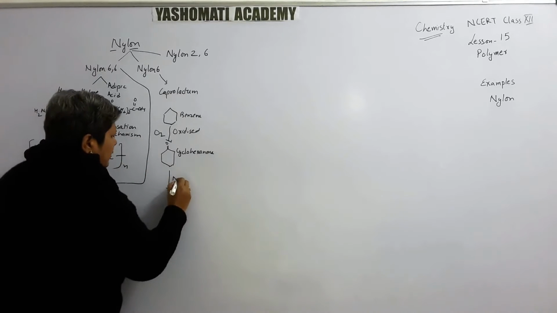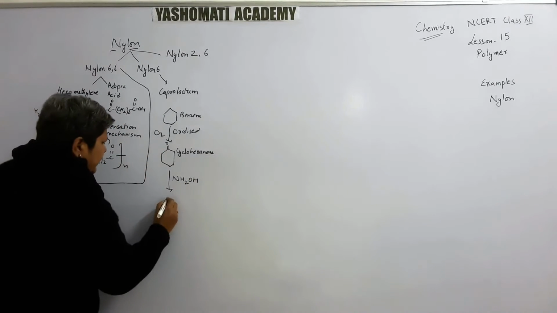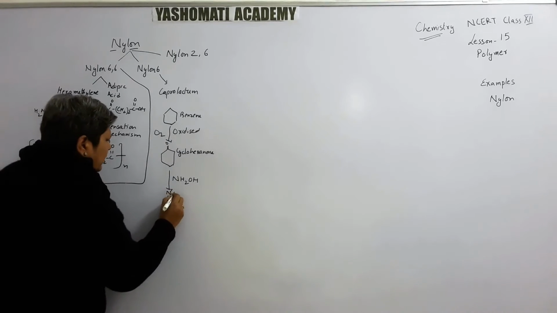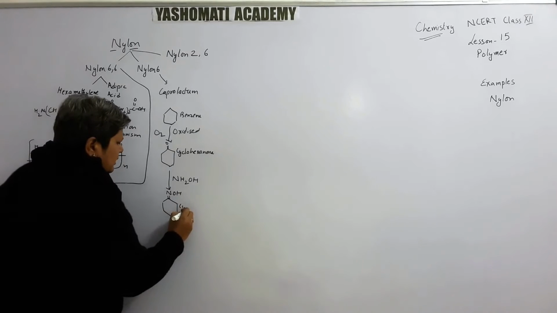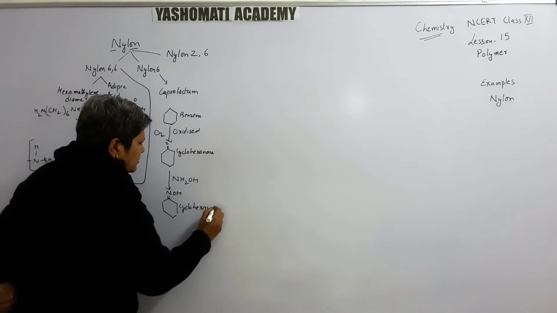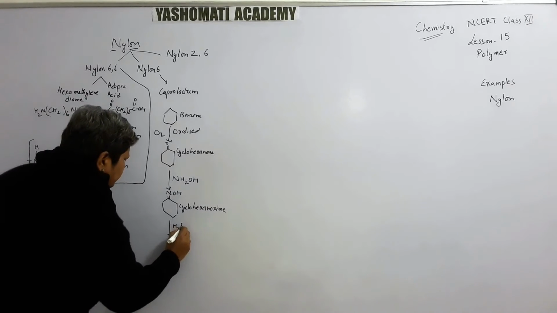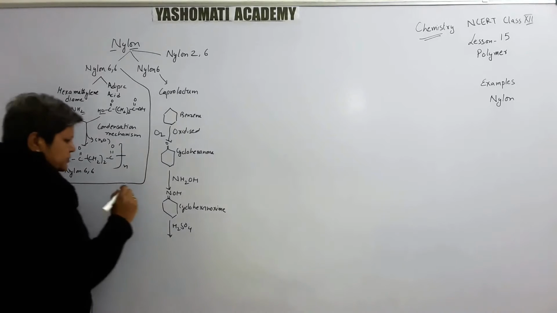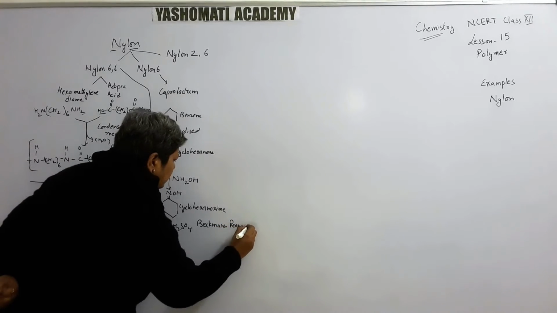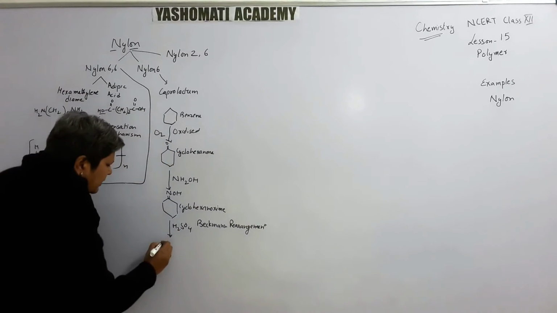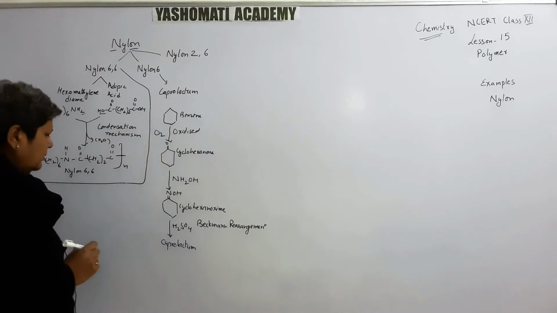When it is reacted with ammonium hydroxide, then this O is replaced by NOH, right, and this molecule is called cyclohexanone oxime. Cyclohexanone oxime, in the presence of sulfuric acid, undergoes a reaction which is called Beckmann rearrangement, and caprolactam is formed. Right?